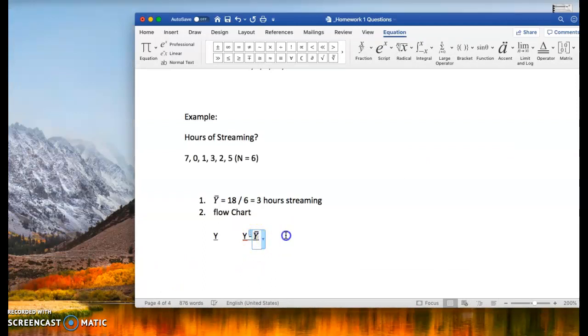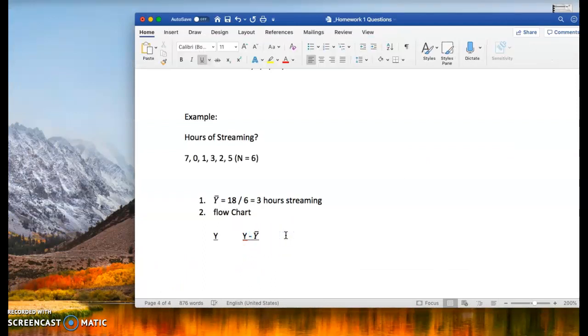So just a quick primer on deviations themselves. What a deviation is basically the difference between your score and the mean. So for example, this first person said they watched 7 hours. So what's their deviation? So deviation is the difference between your score and the mean. So the difference between 7 and the mean is 4 hours. So 7 and 3. If we were to find the difference between the two, it would be 4 hours. And so that's pretty much exactly what we're going to do in this flowchart.